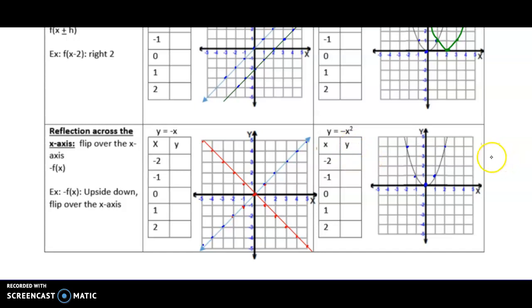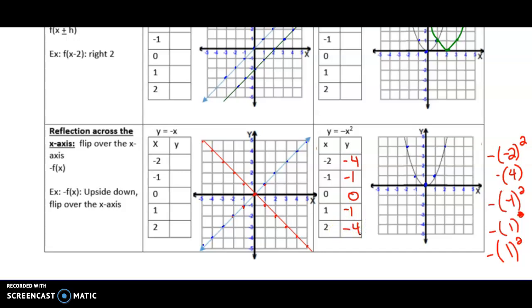So let's just try these points here. It was negative, negative 2 squared. If I square the negative 2, I get 4, but we still had that negative out front. So we're going to say negative 4. Negative 1 squared, which is just 1, negative 1. 0, 0. 1, so we have negative 1 squared. 1 squared is 1, add the negative, negative 1. Negative 2 squared would be negative 4.